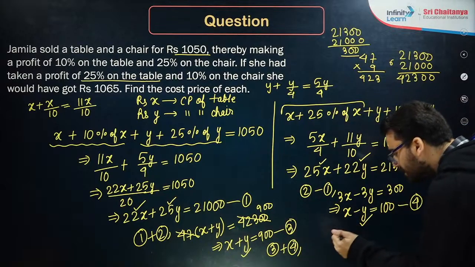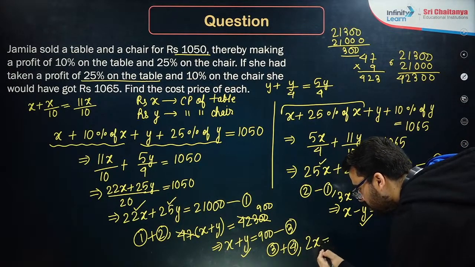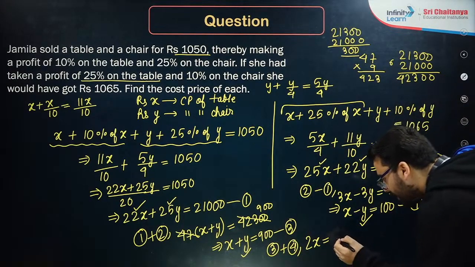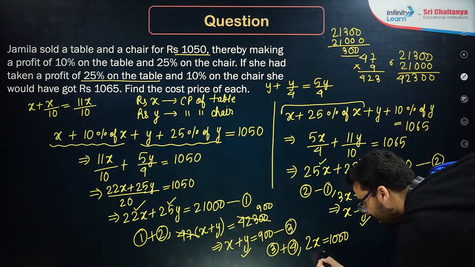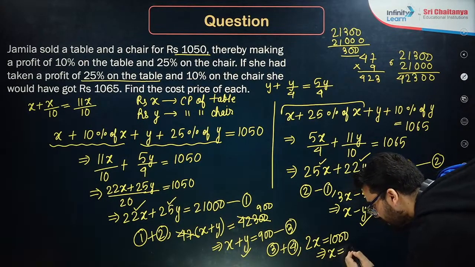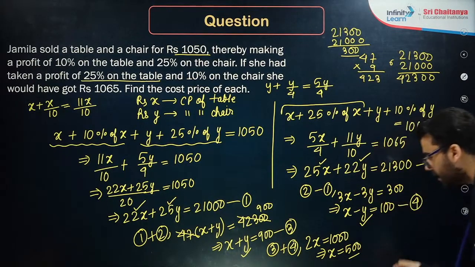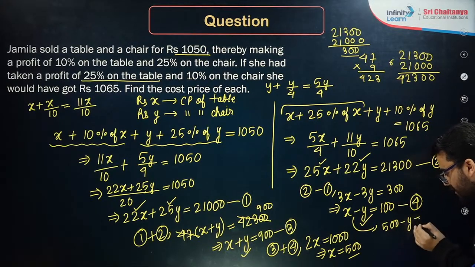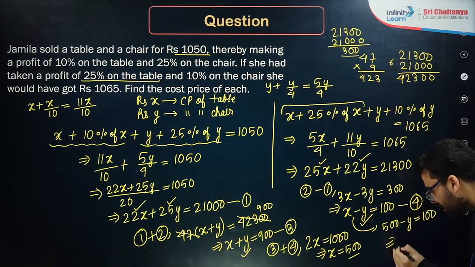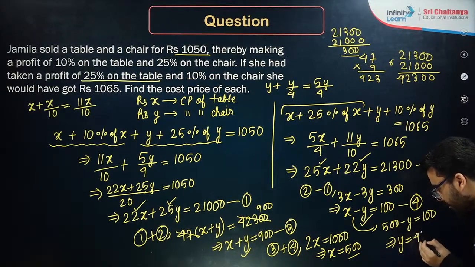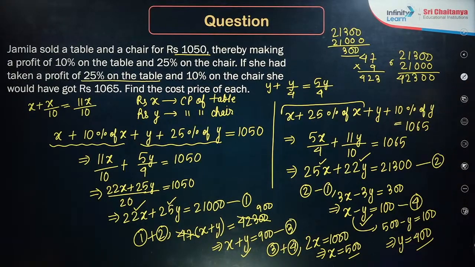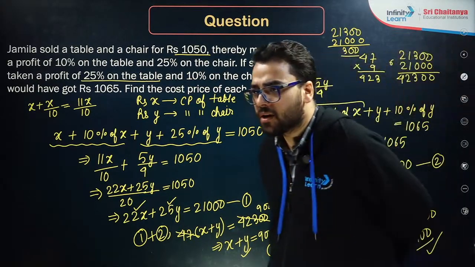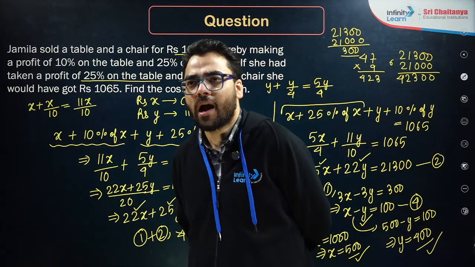You will get x plus x, 2x, and that is equal to, you see 900 plus 100, that is 1000. So you'll get x is equal to 500 over here, right? So x is equal to 500. I can put over here x is equal to 500 minus y, that is equal to 100. So from here you'll get y is equal to 400. So can I say that the cost price of one table is 500 and the cost price of one chair is 400? Just check for any calculation mistake. I guess there is none. आई होप इट इज क्लियर गाइस.